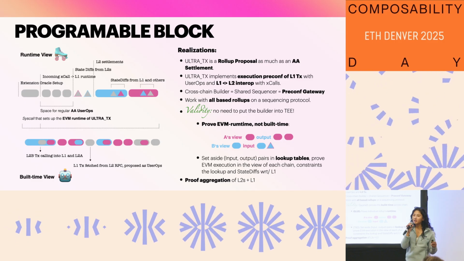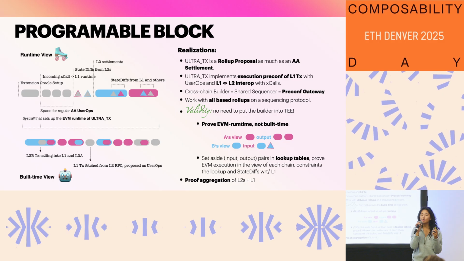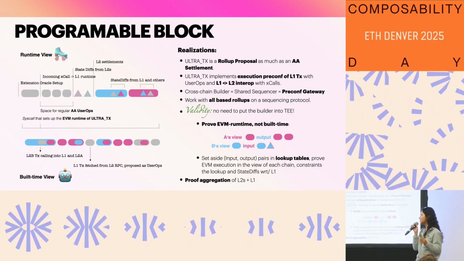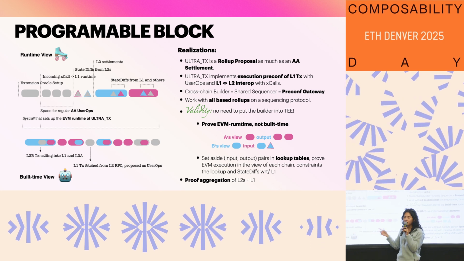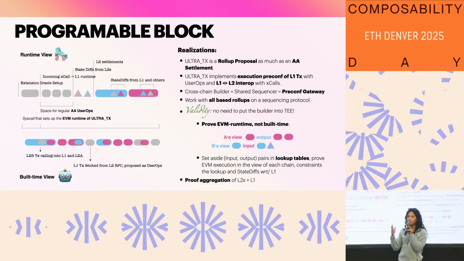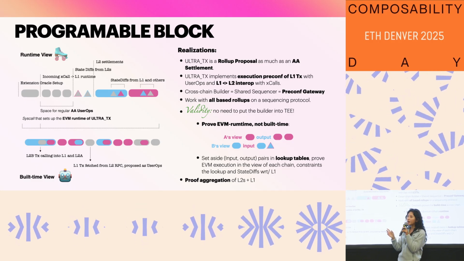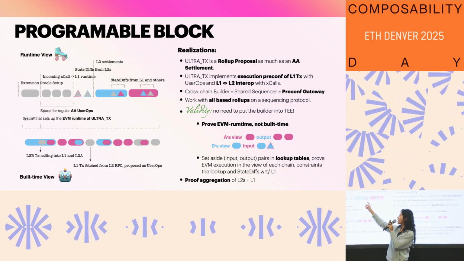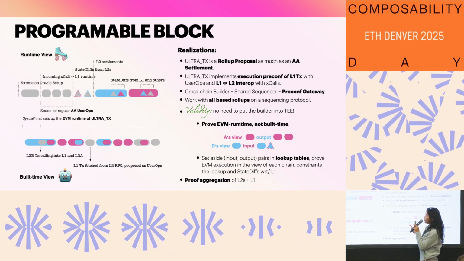And the validity of the whole thing is also kind of interesting. So there are two paths of proof that we can potentially take, right? We either put the entire builder process in ZK or in TEE to prove the building process of Ultra transaction, or we sub-prove the settlement of each L2 proposal, right?